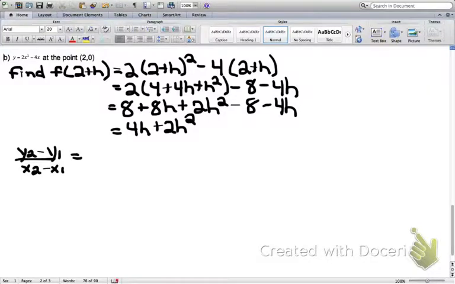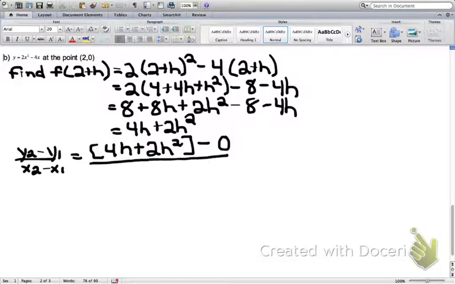We're going to sub in for our points. We know our first point is 2, 0, so that would be x1 and y1. And our second point is 2 plus h and 4h plus 2h squared. So we're going to sub that point in there. So 4h plus 2h squared minus 0 all over 2 plus h minus 2. We're going to be left with 4h plus 2h squared all over h.